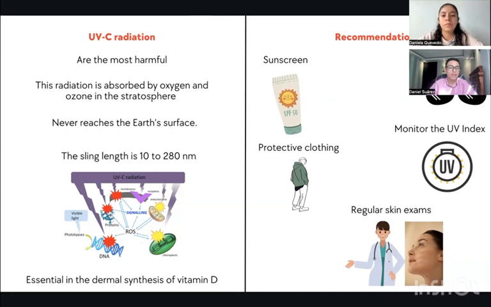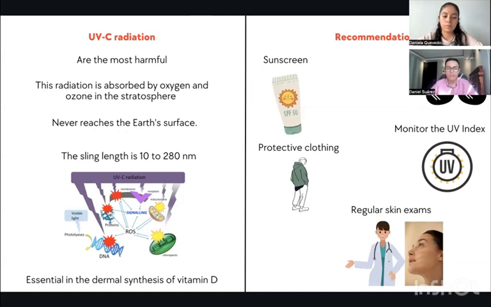Also, we have to know that UV radiation is used under medical supervision to treat various diseases such as rheumatism, psoriasis, and eczema. And for this type of radiation, we have recommendations. We need to use sunscreen. We have to reapply every 2 hours, or more frequently if you are swimming or sweating. Also use protective clothes like in the image, and sunglasses.